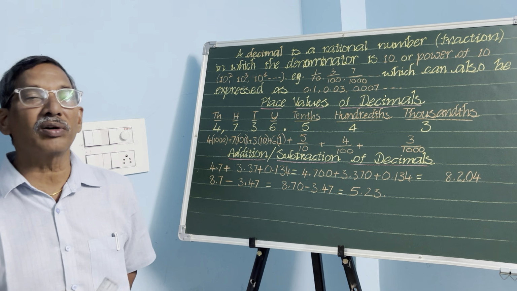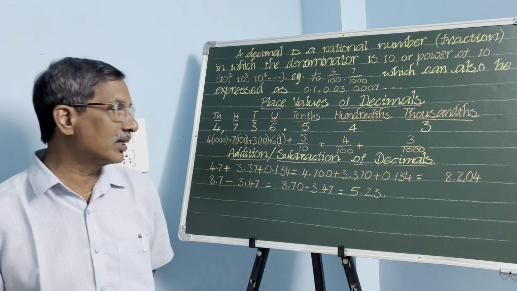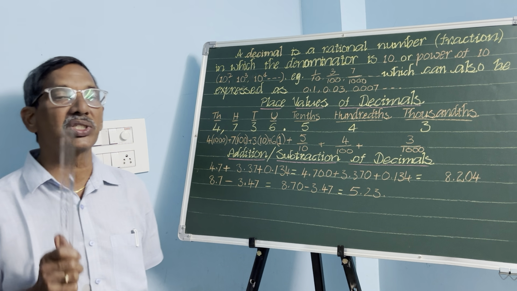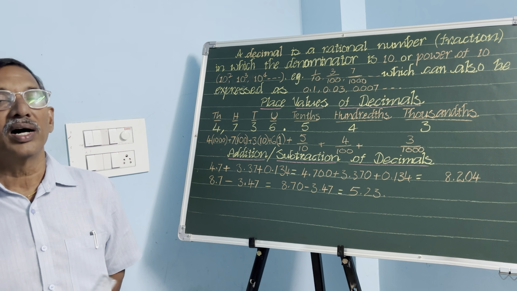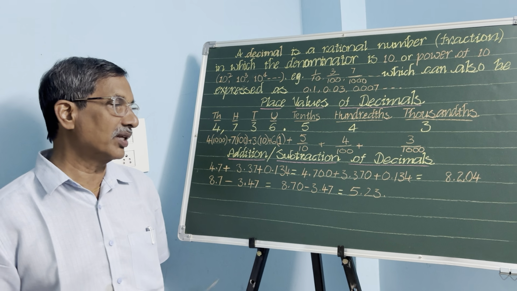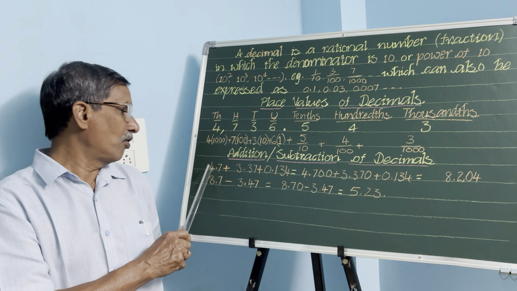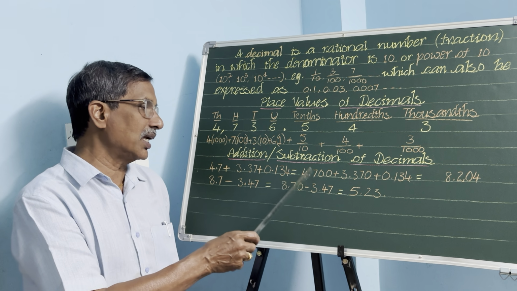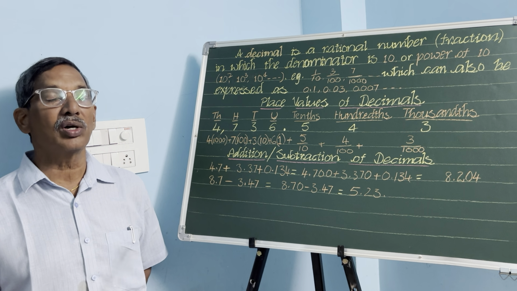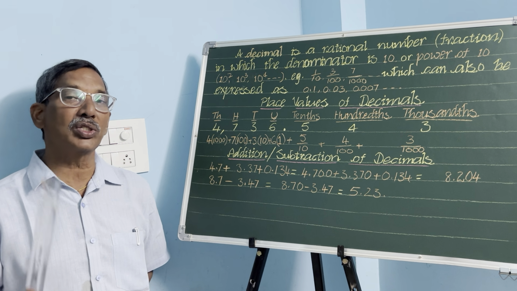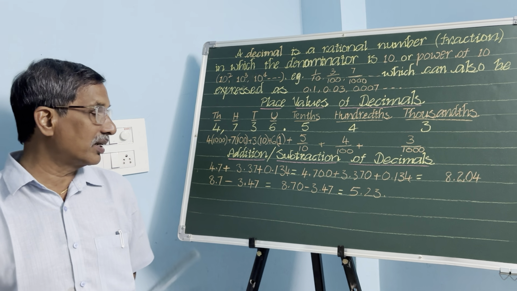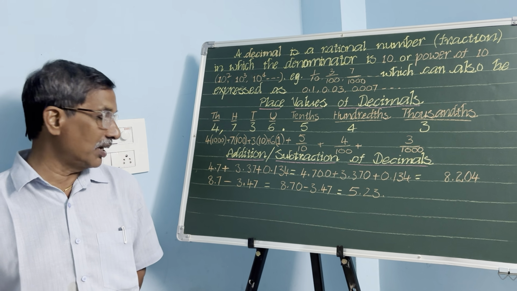So we should not forget that. We should remember that the value of a decimal number does not change if you add a 0 on the extreme right side of the given number. That means 4.7 can also be written as 4.70 or 4.700 or 4.7000 and so on.